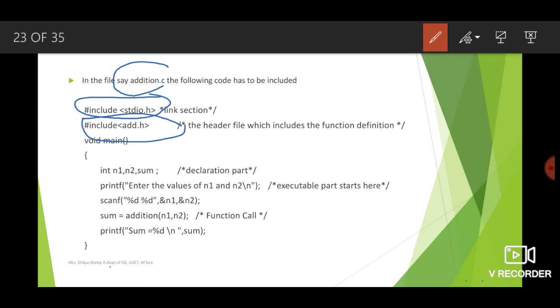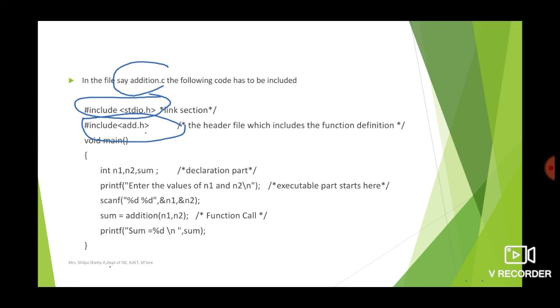Then we will call the function: sum is equal to addition of n1 comma n2. Now where is this function addition? It's not here in this program, whereas it is in the add.h header file. Once the result is returned by the function, we will display the result: printf("sum is equal to %d\n", sum). Students, I hope this is clear to you.